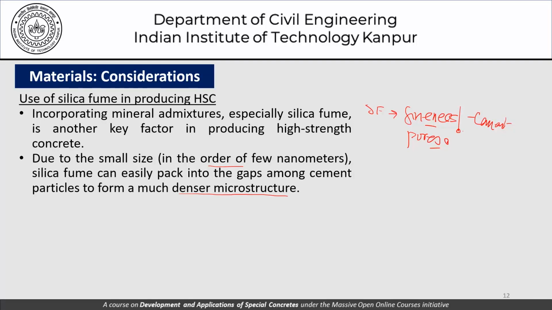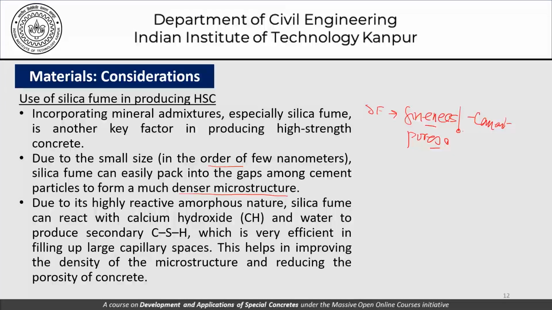So the microstructure densification in the case of silica fume is not only on account of hydration and refinement of pore structure because of hydration products, but also the physical blockage of those pores using extremely fine material. Due to its highly reactive amorphous nature, silica fume can also react with the calcium hydroxide and water to produce secondary CSH, that is the calcium silicate hydrates, which is very efficient in filling up the capillary spaces, helping improve the density of the microstructure and reducing the porosity of concrete. And this is something which we've just discussed in the paragraphs above.